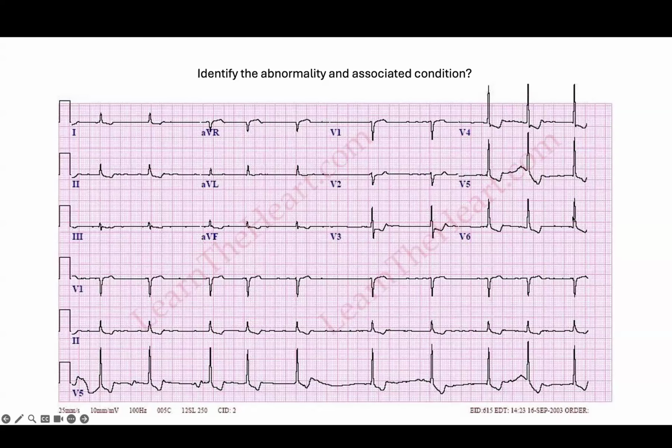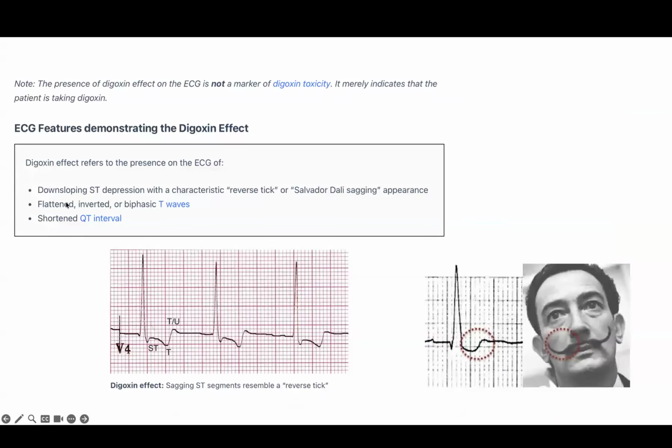Okay, so two people have answered. It is the reverse tick sign, yes, accepted. But it doesn't come as part of digoxin toxicity. It comes as part of digoxin effect. So it is downsloping ST depression with a characteristic reverse tick or Salvador Dali saggy appearance. There will be flattened, inverted or biphasic T waves associated, and a shortened QT interval.